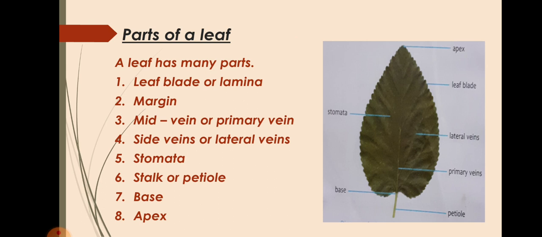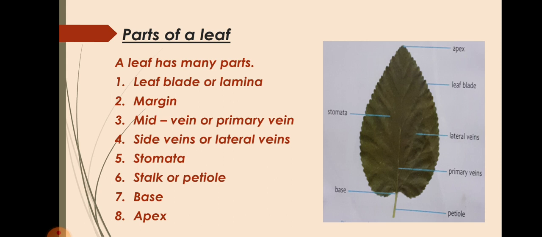Side veins or lateral veins. So these are smaller tubes branching out from the midvein. They make a pattern of lines on the leaf surface. Next, stomata. The underside of a leaf has many small tiny pores called stomata. It is through the stomata that a leaf takes in carbon dioxide and releases oxygen in the air during photosynthesis.